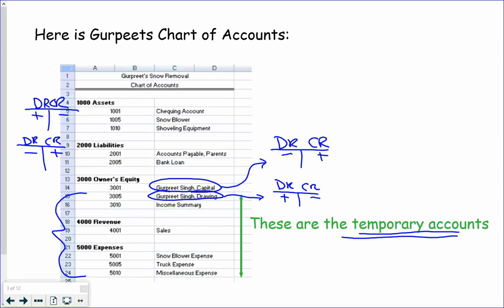We're not going to worry about income summary because, like I said, we're not going to deal with income summary until the very end. So we'll deal with that then. Sales or revenue. Sales are credit is plus, debit is minus. And expenses, debit is plus, credit is minus. And again, these are opposites because expenses are the opposite of money in. Right? So money in is the opposite of money out. So their debits and credits are backwards.